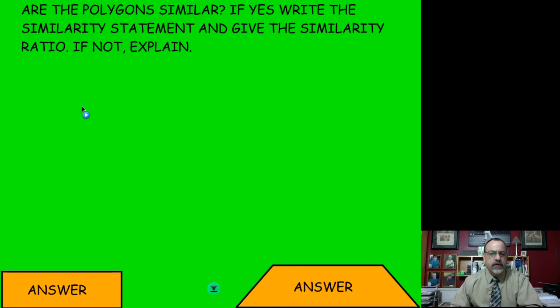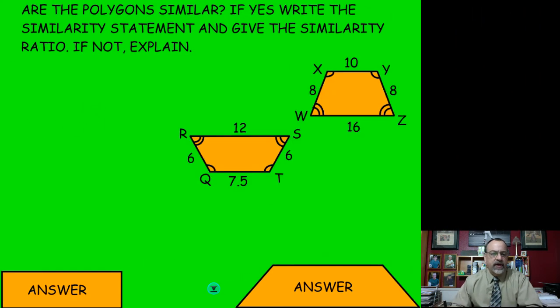So let's do this one more example to see if we can figure out, are these polygons similar? So as I look at these trapezoids, I have to look at the angles. R will line up with angle Z, and they are congruent by the tick marks. S and W are congruent, Q and Y are congruent, T and X are congruent. So all of the angles are congruent. So it's all going to come down to the ratio of the sides.